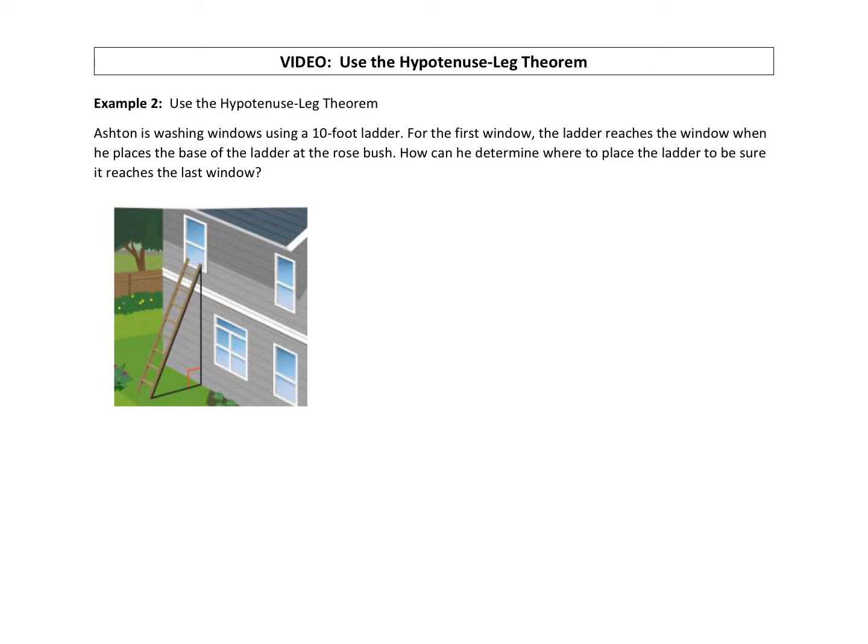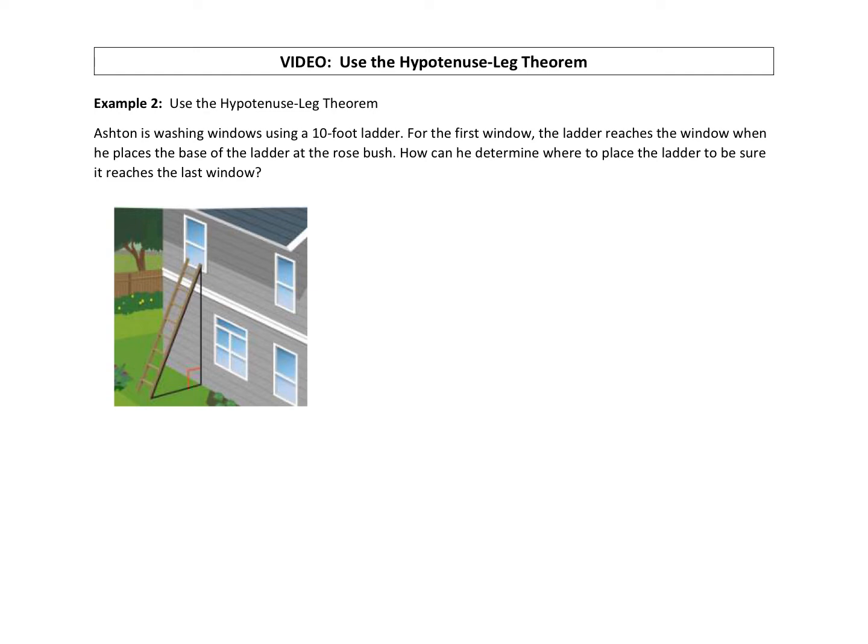All right, we're going to look at an example that will use the hypotenuse-leg theorem that we just learned about. We've got Ashton here. Ashton is washing windows using a 10-foot ladder. For the first window, the ladder reaches the window when he places the base of the ladder at the rose bush. So in this picture, here's the rose bush, here's his 10-foot ladder, and so the ladder reaches the window.